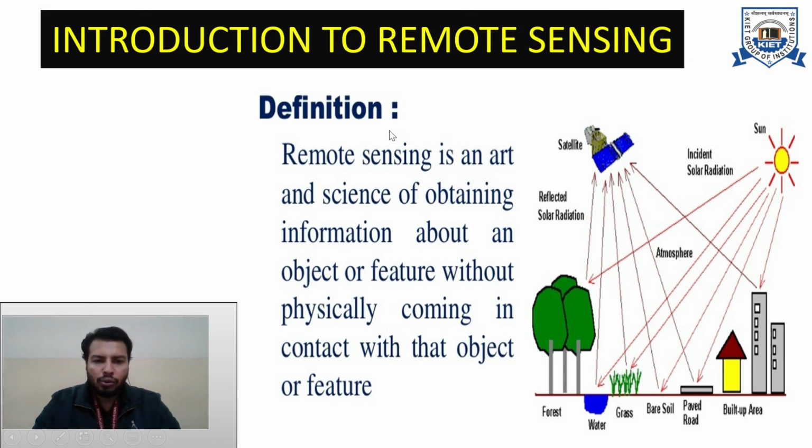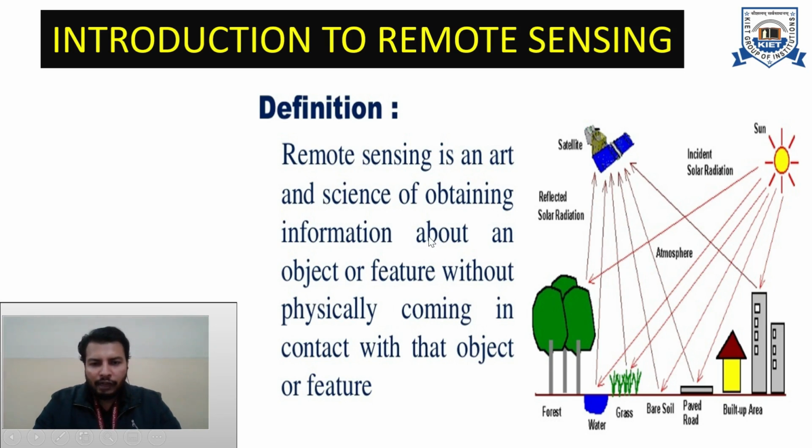If we go by the definition, what does it say? It says that remote sensing is an art and science of obtaining information. Obviously, it says that using some principles of art and science, we obtain some information. So our objective is clear: we have to obtain some information, but how to do it?